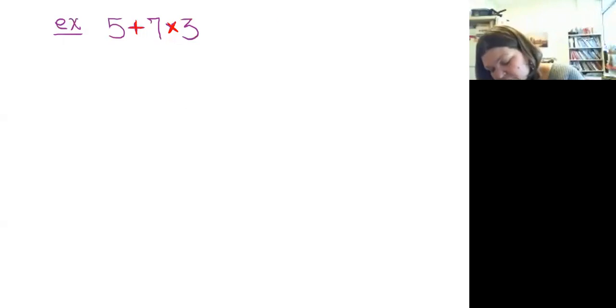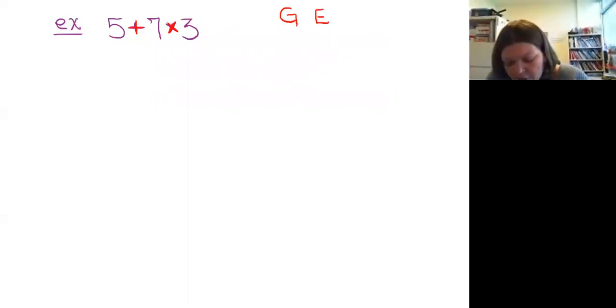So first step, grouping. There are no groupings here. I haven't used any kind of a symbol to pull some numbers apart from the rest. And so that's a moot point. Next step would be exponents. Well, I see no little floating numbers. I see no radicals, no powers, no roots.